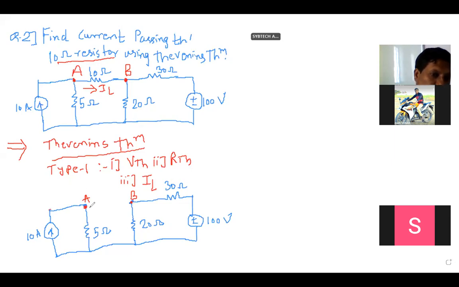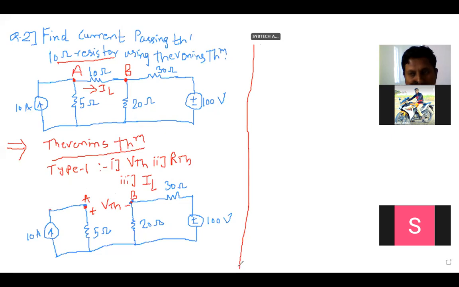So VTH means what? I will give the hint now. VTH is the voltage between A and B terminals. So how to find VTH here? Anyone? How to find VTH? Can you try as homework now? VTH you can find, RTH you have to find between A and B, and then you can draw the Thevenin's equivalent circuit, connect the 10 ohm resistor, and then find the current passing through that 10 ohm resistor. Take it as homework, complete it and tell me the answer tomorrow.